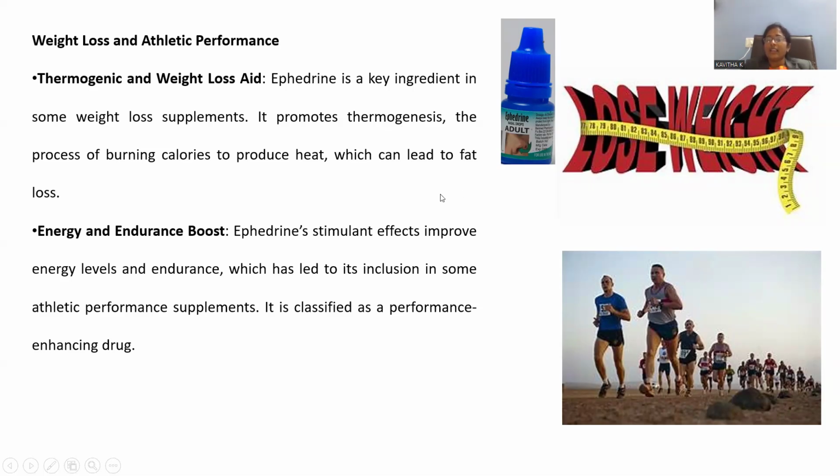That is the way. When calories are burnt, what happens? Obviously fat burning is possible. Whenever fat burning is possible, weight loss is obvious in that condition. So athletes can lose weight by means of this ephedrine drug. And another is called endurance boosting. Endurance is nothing but people having higher energy for a longer time.